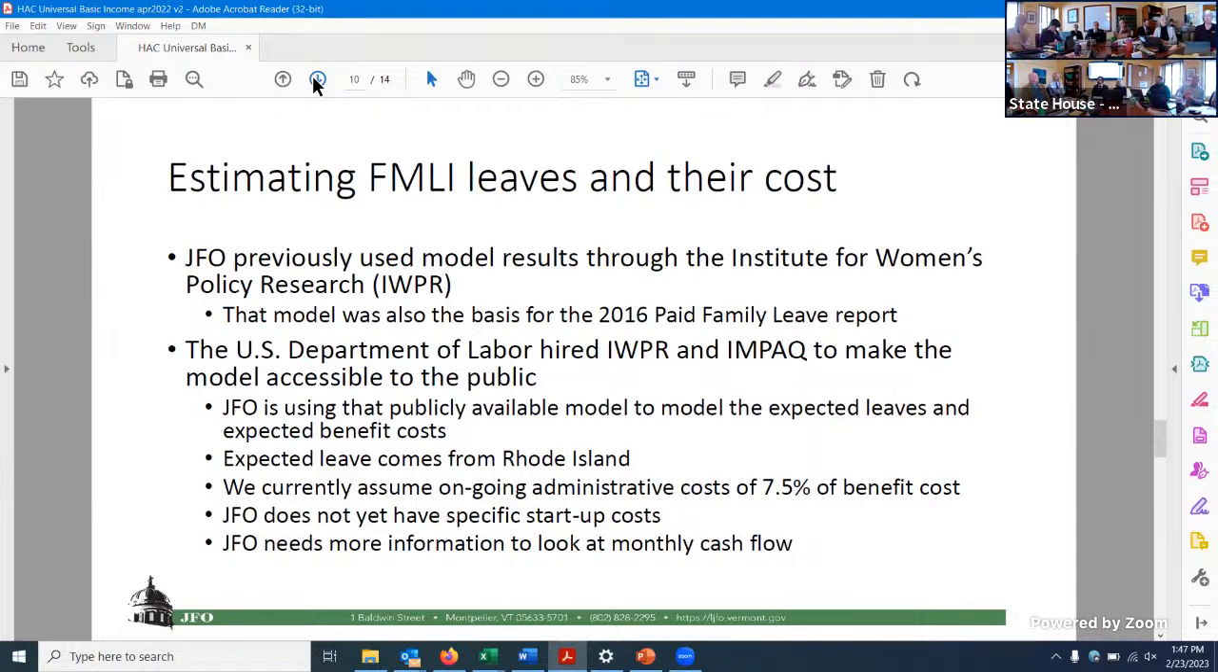Representative Taylor? Is the expected leave from Rhode Island part of the model or after the model? It's part of the model. Do they have any qualifiers for it? Because Rhode Island is tightly packed with certain industries. Vermont is rural, different industries. Yeah, the one thing I can say is that Rhode Island was chosen because it has relatively high take-up rates compared to other states that have an ongoing program. So if we were to use any other state as our model state, we'd be seeing lower take-up rates, which would mean we might be underestimating costs.